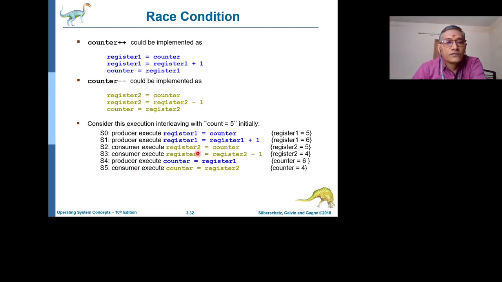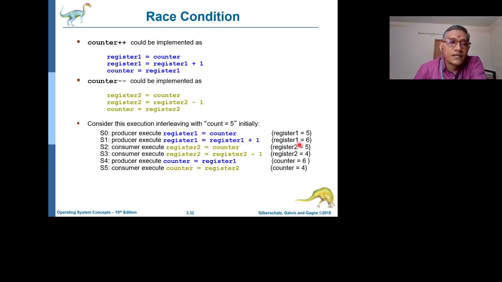Now during the course of execution, interleaved execution of the producer process and the consumer process may occur like this. The producer executes the first statement, register1 = counter. Initially we consider the counter value as 5, so register1 is equal to 5. Now the producer executes the next statement, register1 = register1 + 1. Now register1 becomes 6.